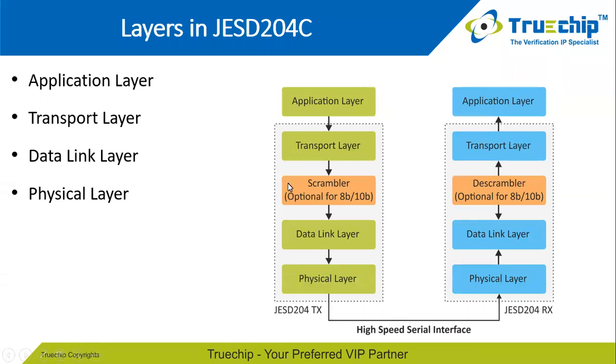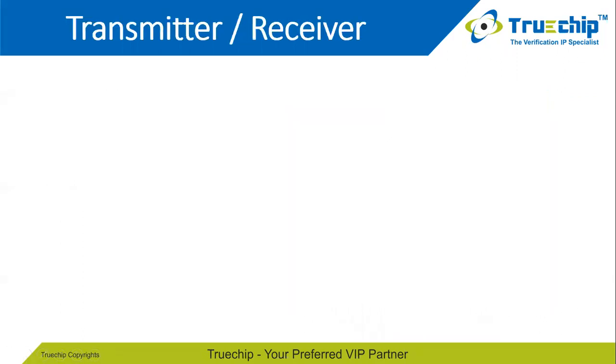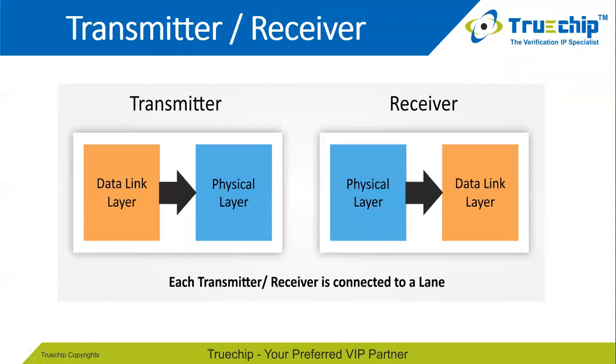So here is a block diagram for better understanding of layers on both sides of the link. Now moving on to the next slide. Here we are going to discuss the differences between transmitter, transmitter block and transmitter device. And similarly at the receiver side, that is receiver, receiver block and receiver device.